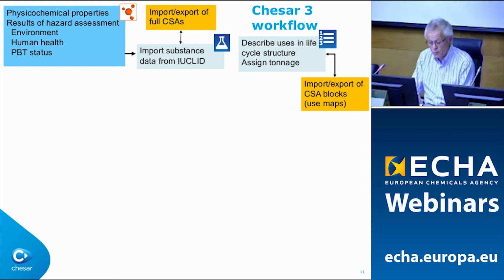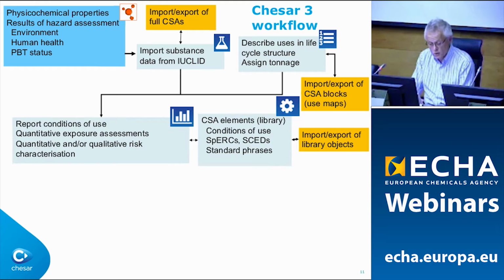Then the information goes to box 3, which is the conditions of use, where the conditions of use are reported in exposure scenarios. A quantitative exposure assessment is carried out, and then a quantitative or a qualitative risk characterization follows. Quantitative risk characterization is carried out when a DNEL is available, and a qualitative risk characterization when no DNEL is available, or a PNEC is available.